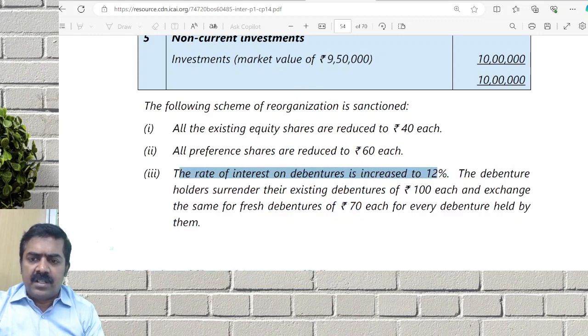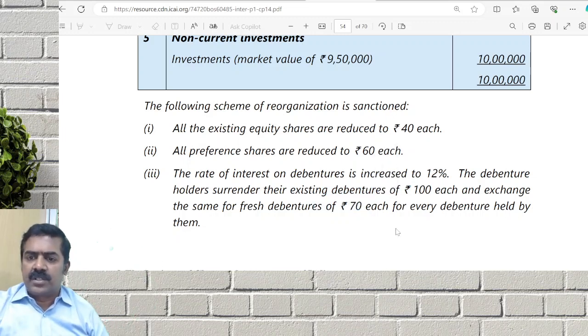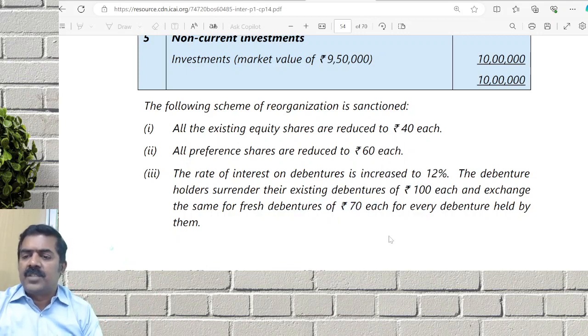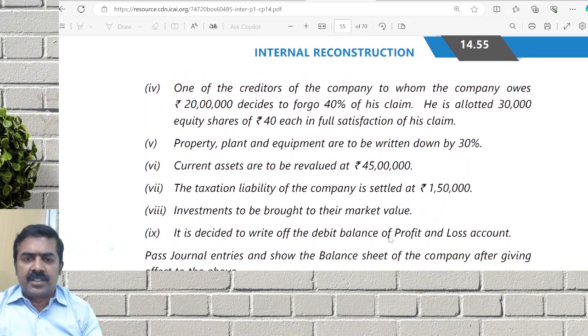Rate of debenture is increased to 12%. They will surrender 100 rupees each and get what? 70, which means cancel the old debentures. Debentures account debit to 12% debentures, 70%. Balance will go to what? Capital reduction. Balance will go to capital reduction.